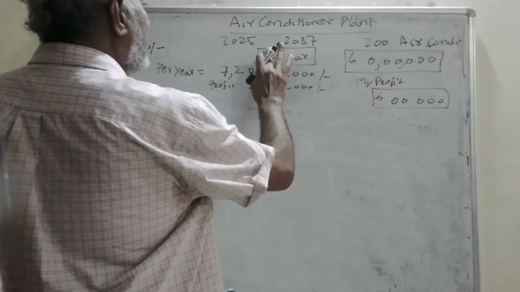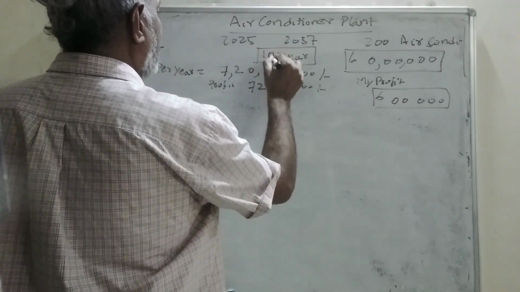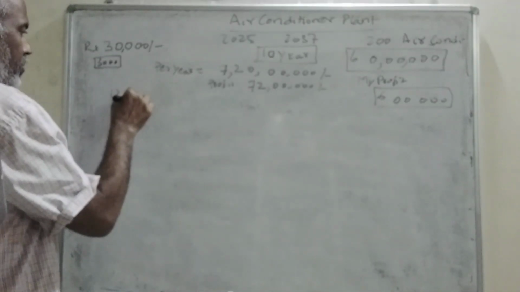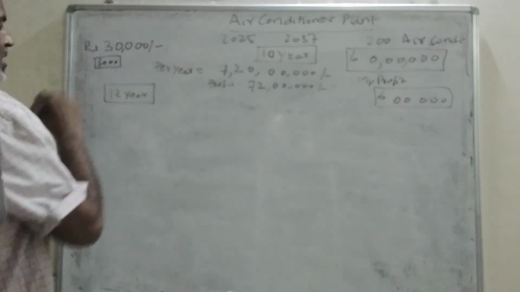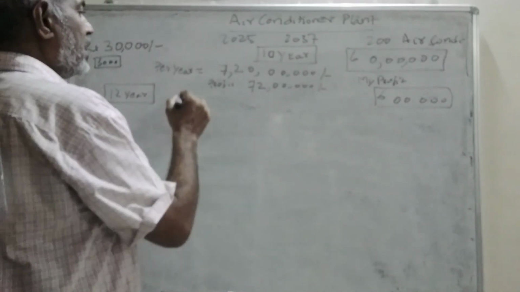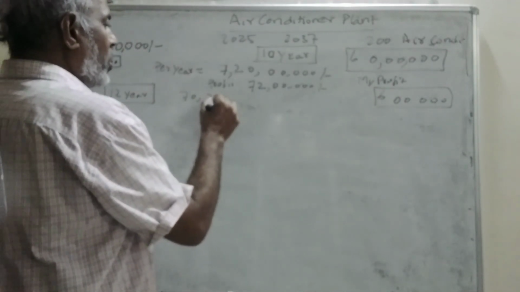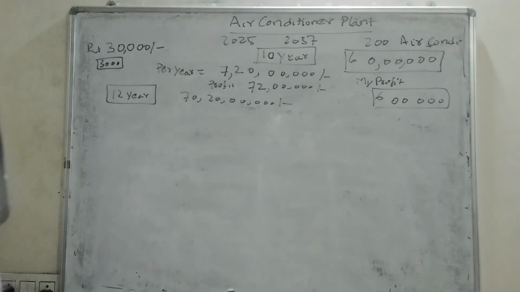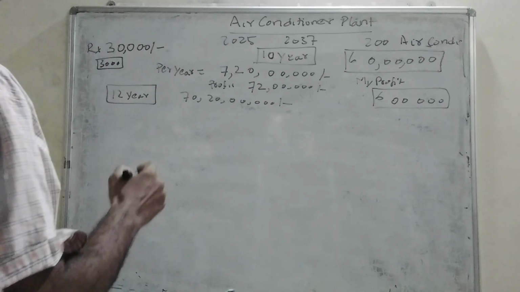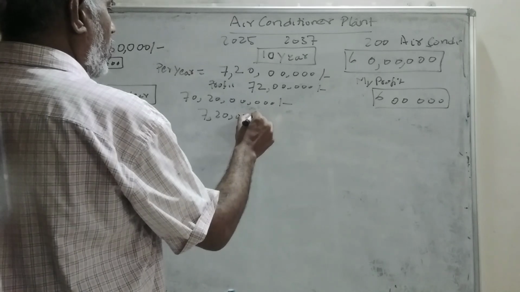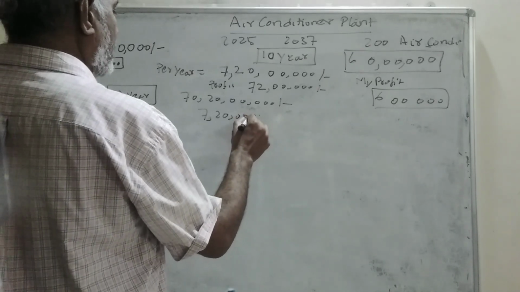Sorry, I'm doing this business for 10 years. You should not say 20 years, 12 years, 10 years I'm doing. So, in 10 years, my lifespan of business, I'm getting 70 crores 20 lakhs from the marketing department, by marketing the products in the market. And my profit is 7 crores 20 lakhs.